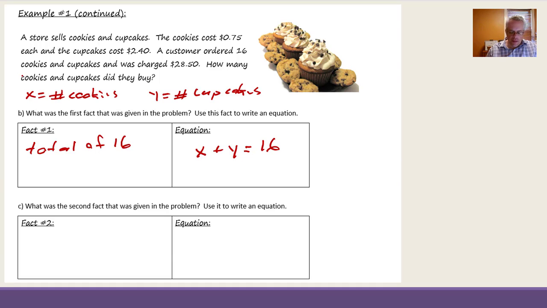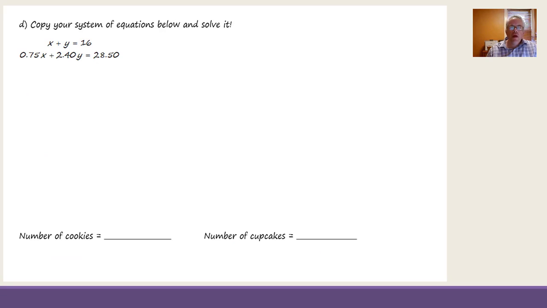Okay. The second fact was that the total cost was $28.50. All right, so we're going to do what we did. We took the number of cookies times 0.75. So we have 0.75x. That's the cost of the cookies. Plus, the cost of the cupcakes would be 2.40 times y, the number of cupcakes. And we're told that this has to equal 28.50. So when we took our guess, instead of x and y, we had the numbers we're guessing. All I did was replace them with variables. Okay, so now we have our two equations.